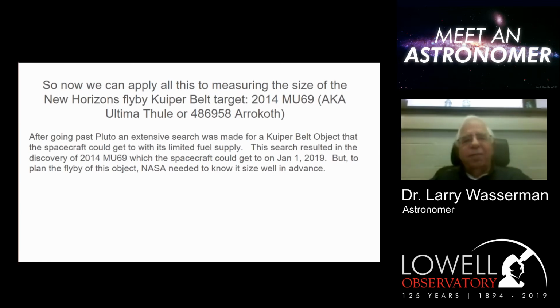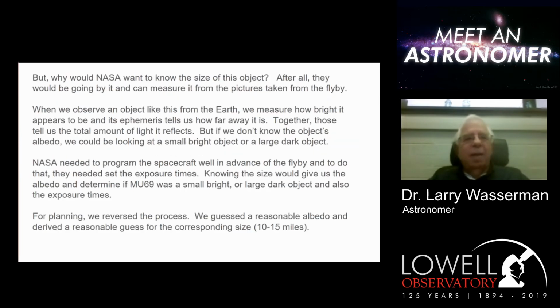But to plan that flyby, NASA needed to know its size well in advance. Why? Well, why do they want to know the size of the object? They're going to fly by it. They're going to take pictures of it. Can't they wait? Well, the problem is when you observe an object like this from the Earth, we measure how bright it is, and its ephemeris, remember ephemeris, tells us how far away it is. That tells us the total light that the object is reflected back to us.